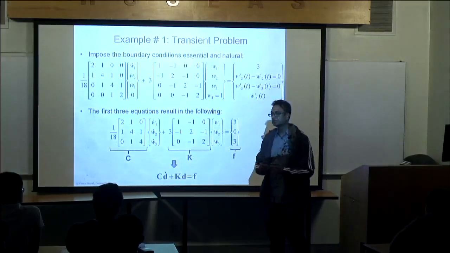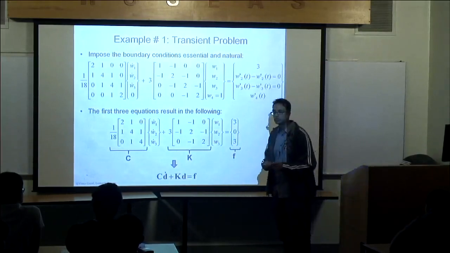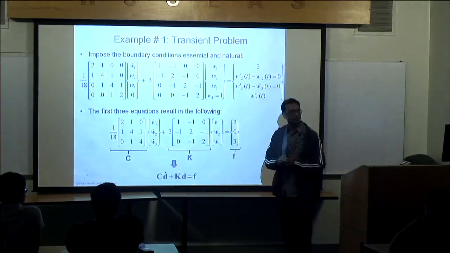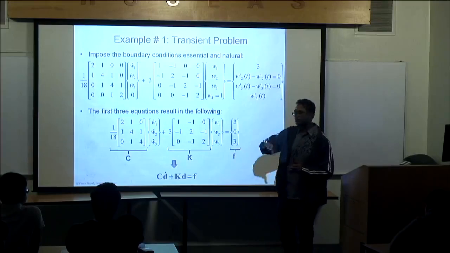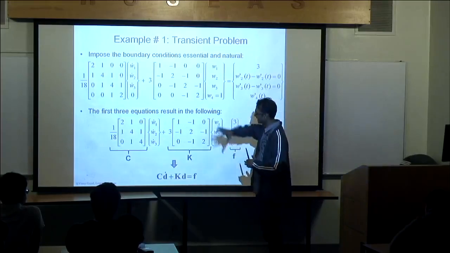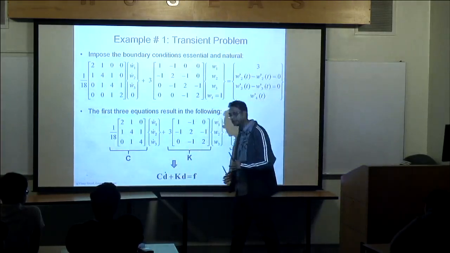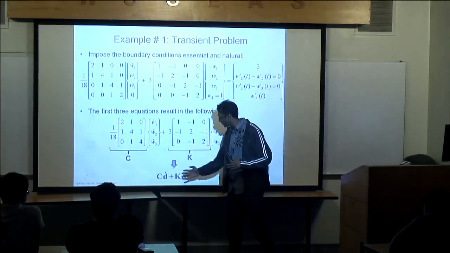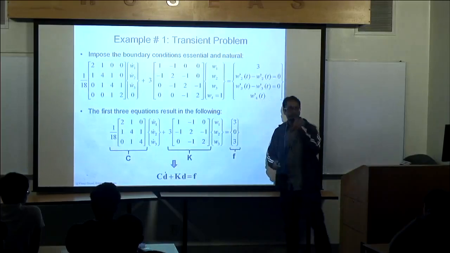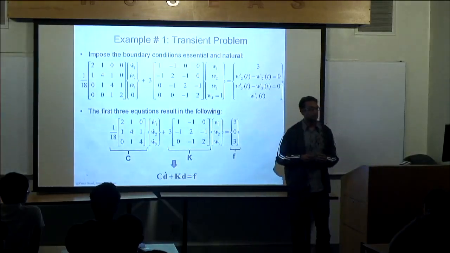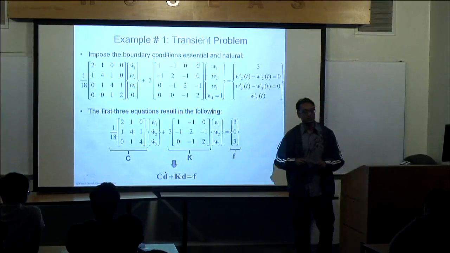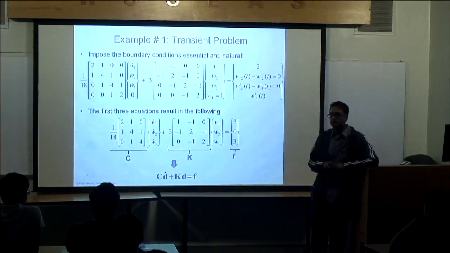Okay. At this point, we simplify the problem to a problem that can be tackled using finite difference. So I've used finite elements to discretize the spatial domain, and now nothing is a function of x. Everything is a function of time. Okay. Excellent. Any questions you may have at this point? Are you understanding what we're doing here?